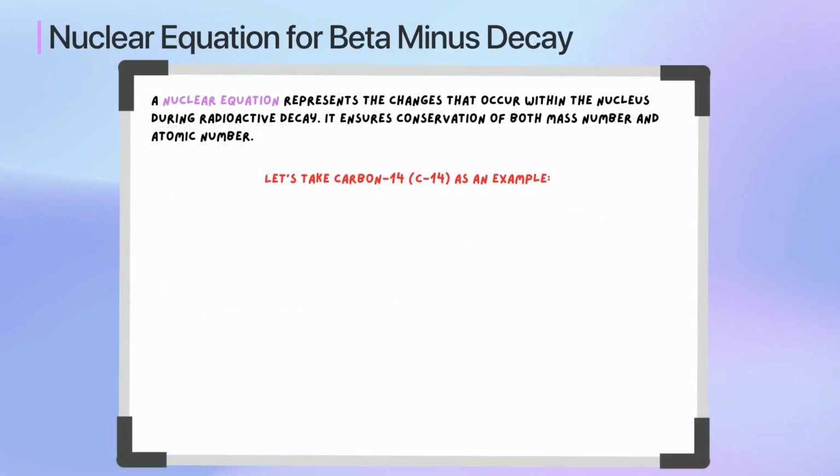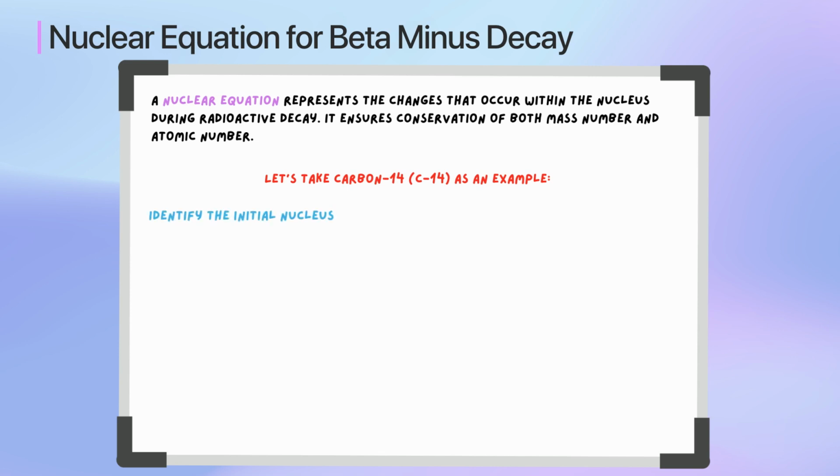Now that we understand what beta minus radiation is and why it occurs, let's see how we can represent beta minus decay using nuclear equations. To remind you, a nuclear equation represents the changes that occur within the nucleus during radioactive decay. It ensures conservation of both mass number and atomic number. Let's take carbon-14 as an example.